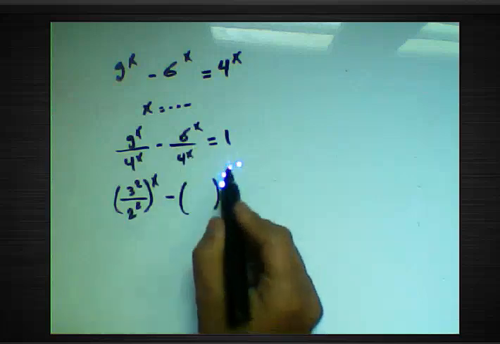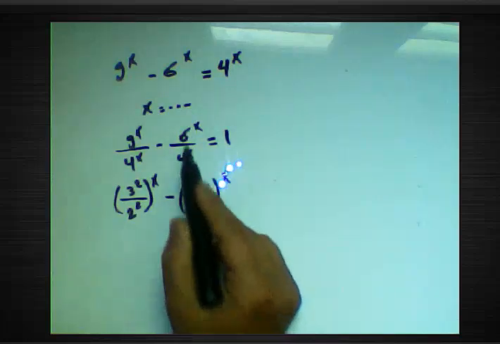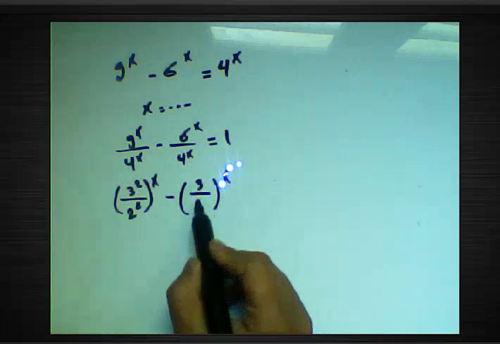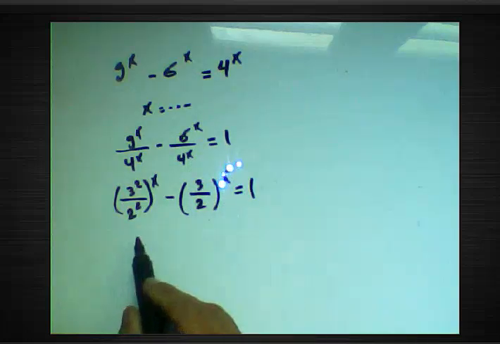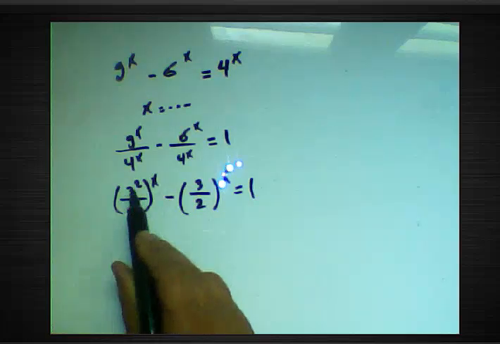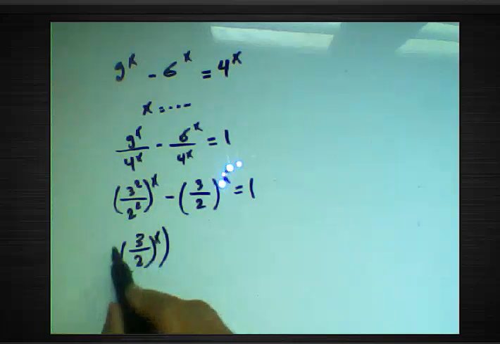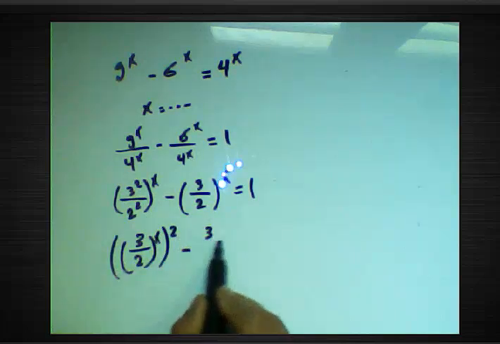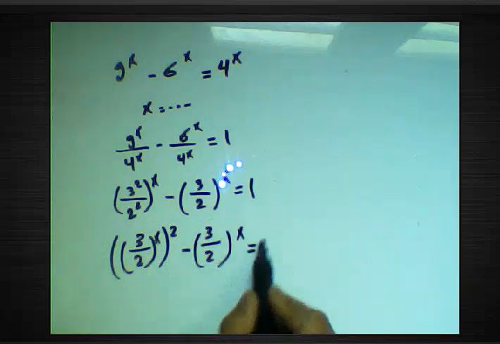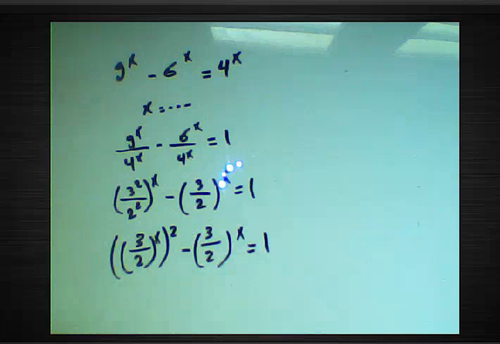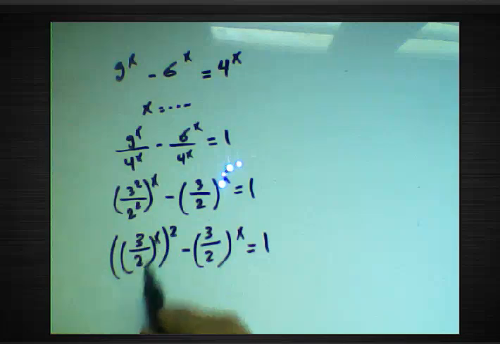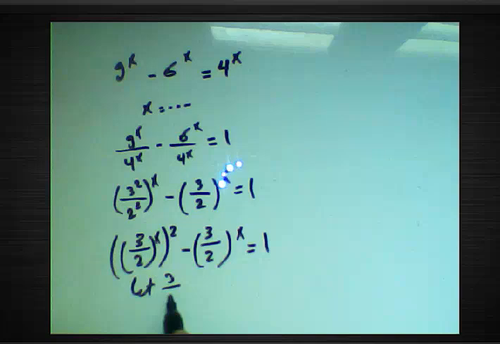We can simplify this. We can write x outside here and divide by 2 the numerator and denominator. The result will be 3 over 2, all power x. And then we can replace this power outside and inside. Write 3 over 2 power x, all power 2, subtract 3 over 2 all power x equals 1. In this expression we have 3 over 2 power x. Let this fraction equal k.